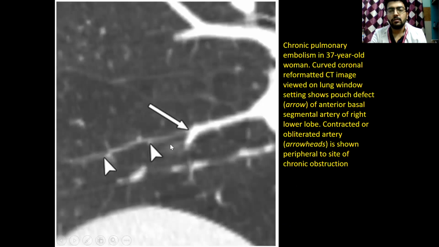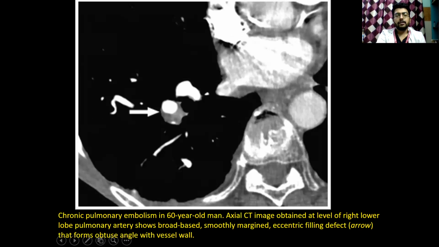The arrow is demonstrating the pouch defect of the anterior basal segment artery of the right lower lobe, and the arrowheads are demonstrating the contracted or obliterated artery, the peripheral site of the chronic obstruction. This is again chronic pulmonary embolism at the level of the right lower lobe pulmonary artery, a broad-based, smoothly marginated, eccentric filling defect that forms an obtuse angle with the vessel wall.